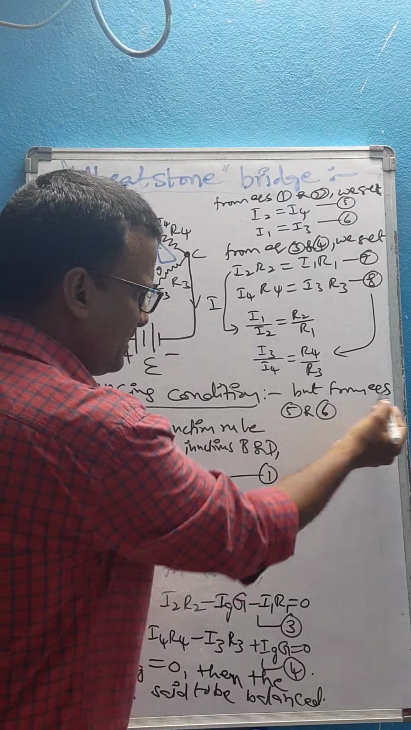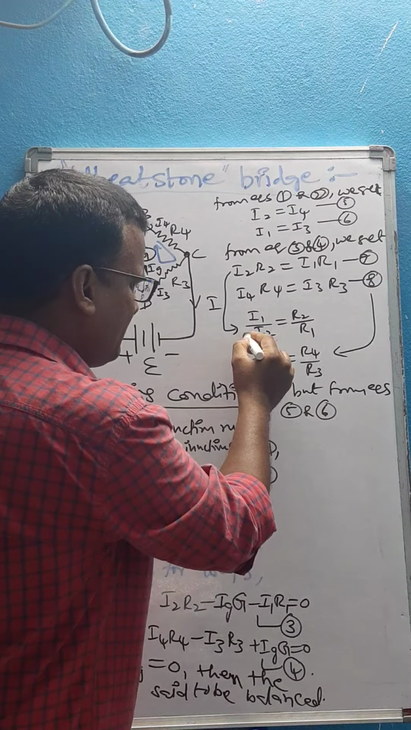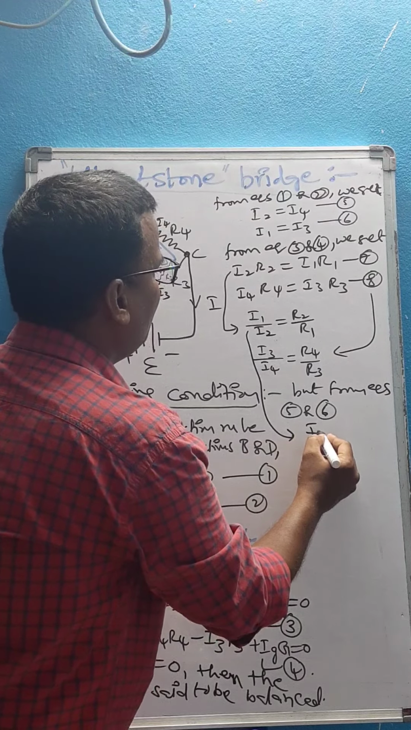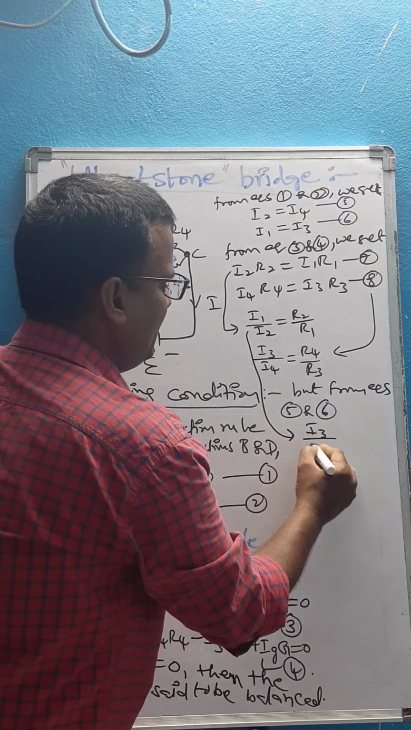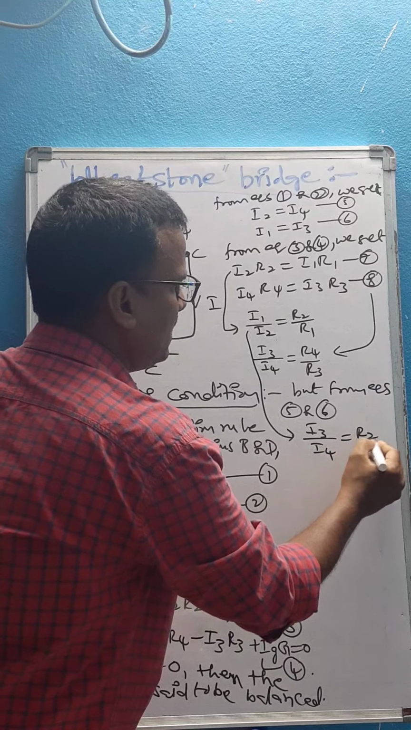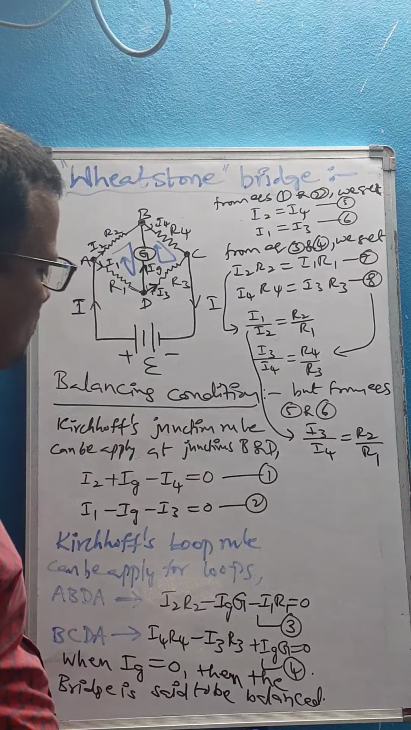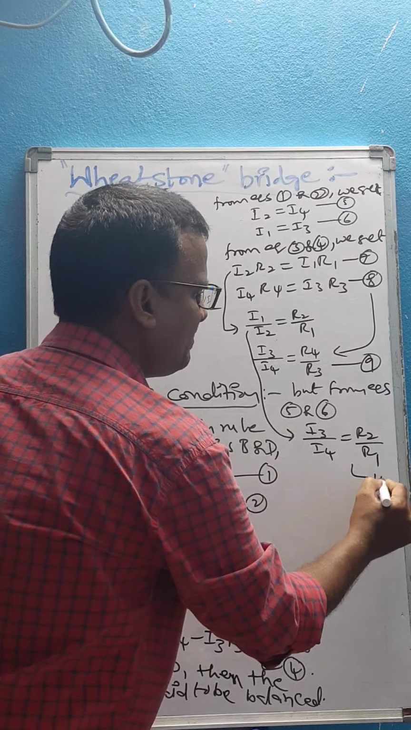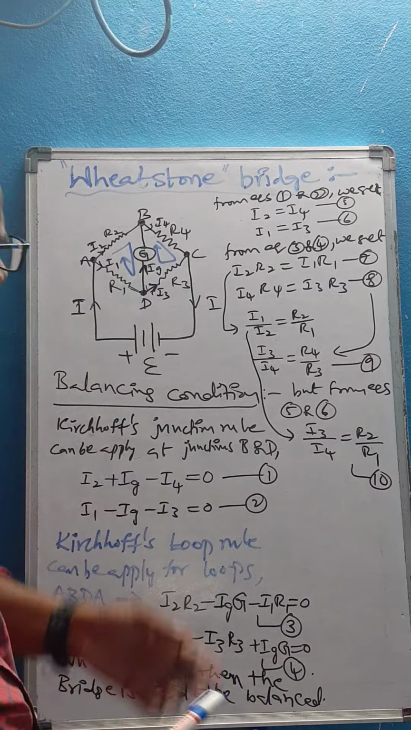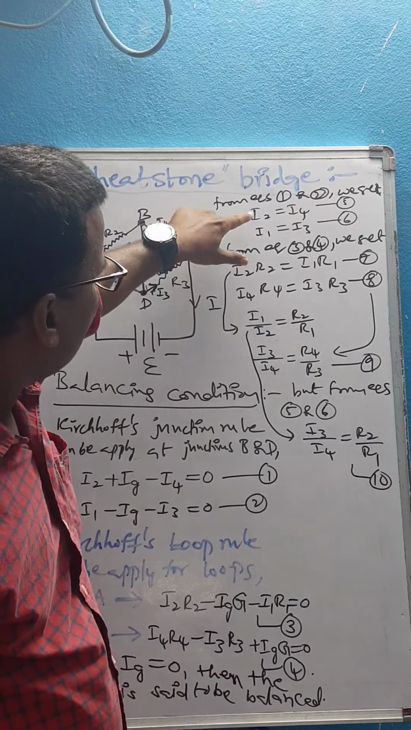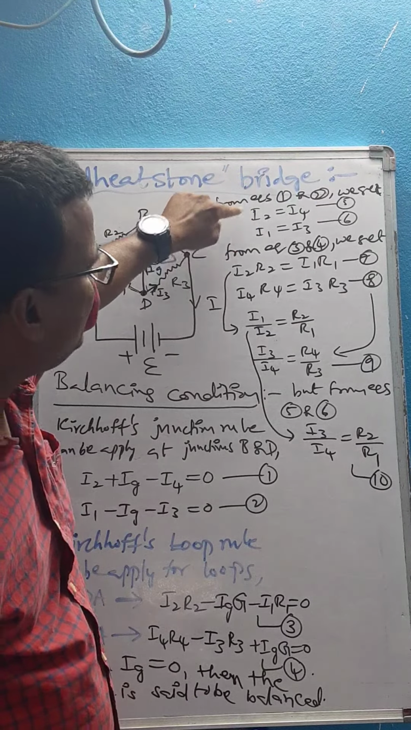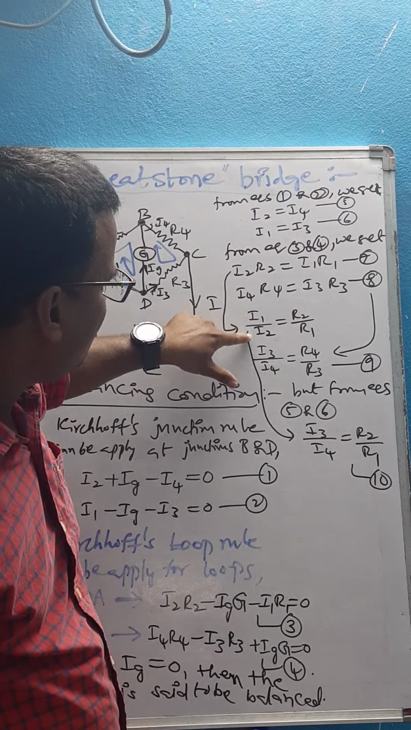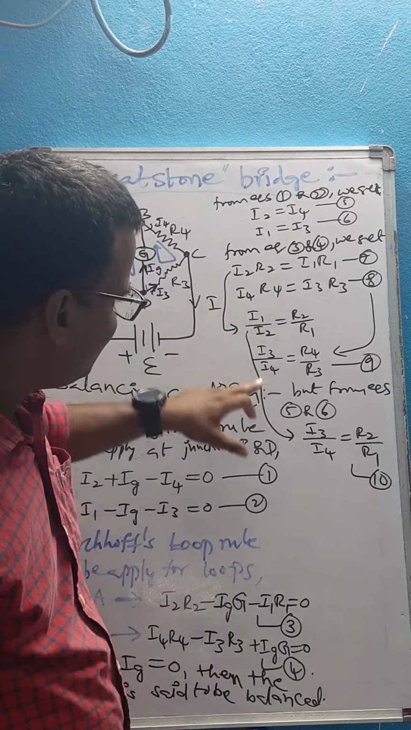From equations 5 and 6, this equation can be I3 by I4 is equal to R2 by R1. So this is equation number 9 and this is equation number 10. From equations 5 and 6 we get I2 equal to I4, I1 equal to I3. So in place of I2 and I1 we can substitute I4 and I3 here.